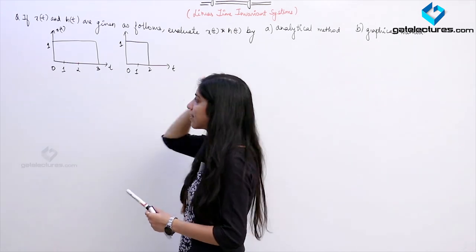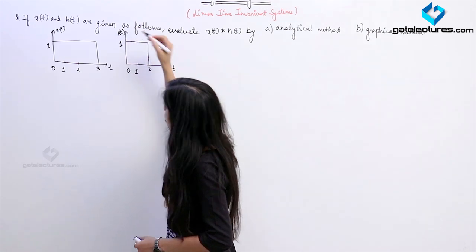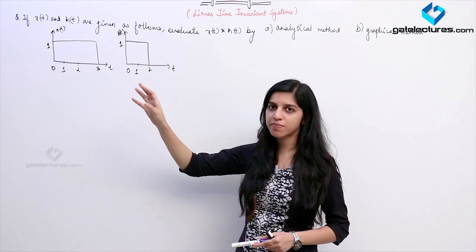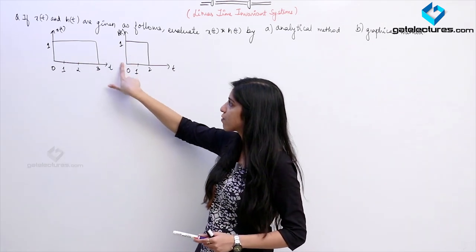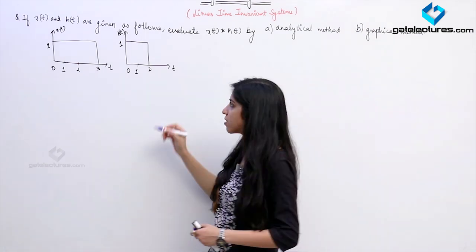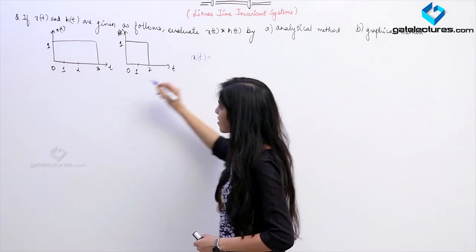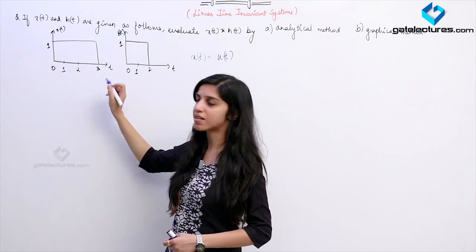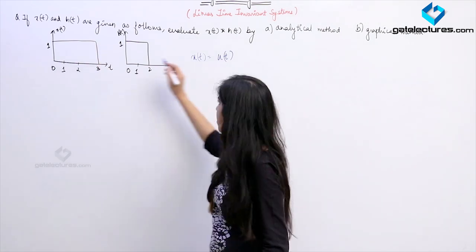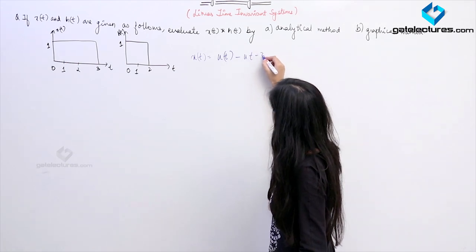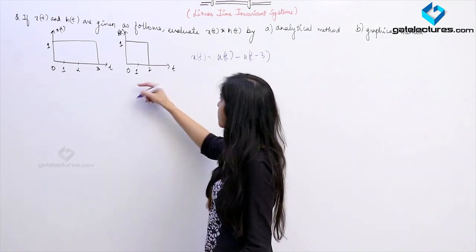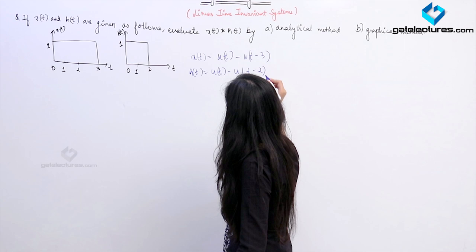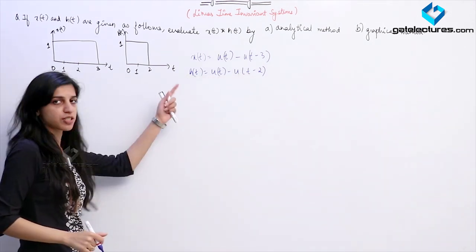So this is x(t) and this is your h(t). For performing convolution by analytical method, firstly, I need to express them in the form of some signals. Since these two signals consist of steps only, we can represent them using unit step signals. So what can I write x(t) as? x(t) can be written, this is a step of size 1 occurring at t equal to 0, so this is u(t). Next step change occurs at t equal to 3, a step of size minus 1, so I can write it as u(t minus 3). Right, this is what x(t) is going to be. And what is h(t)? h(t) is u(t) minus u(t minus 2). Fine, so these are going to be the representations of x(t) and h(t).